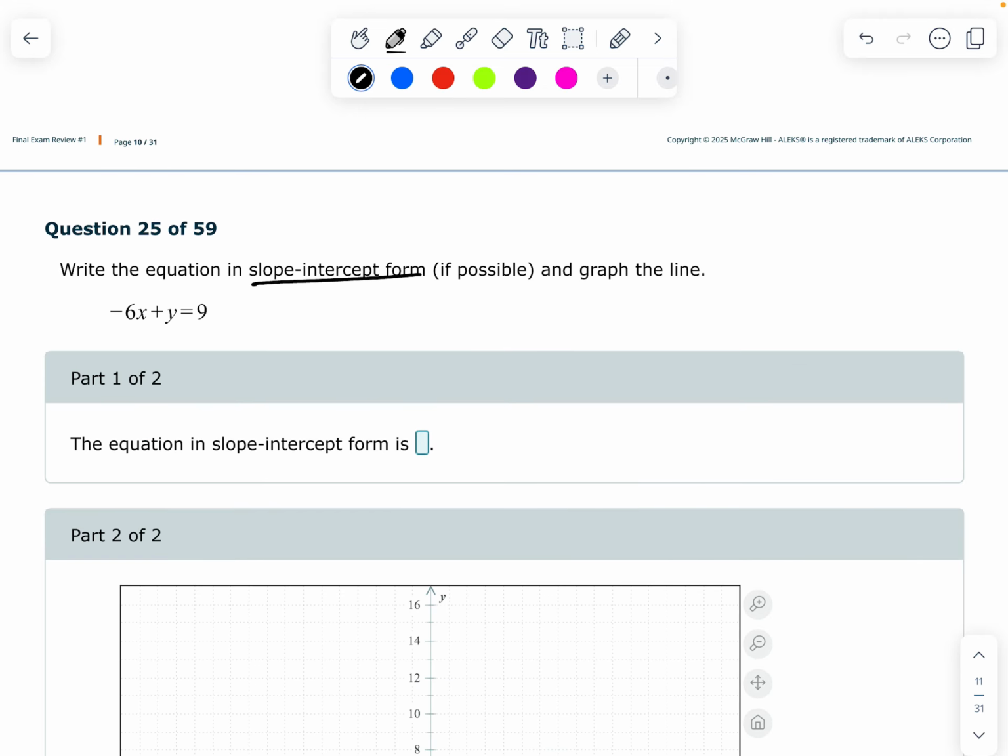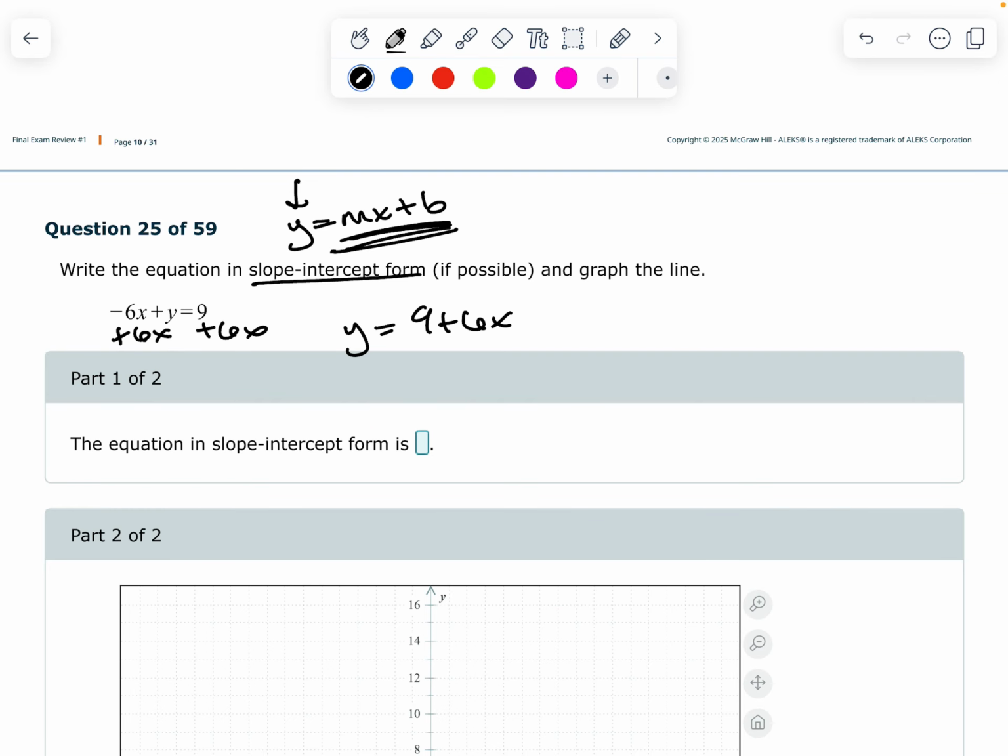Write the equation in slope-intercept form. I'll give you slope-intercept form on your test as well. It's y equals mx plus b. Notice the y is by itself. So here if I add 6x to both sides, I'll get y equals 9 plus 6x. I really want it to be mx plus b, so instead I'm going to write it as 6x plus 9. That is my slope-intercept form.